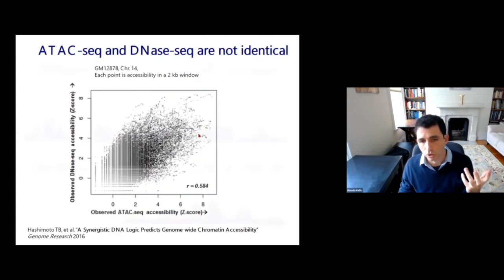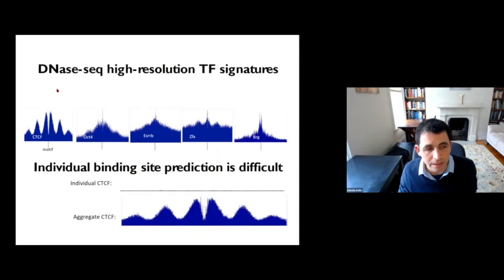And you can also look at DNA accessibility through DNase, which directly cuts DNA. And then that gives you very different cutting profiles associated with different regulators. For example, CTCF shows this pattern here, which is reminiscent of nucleosomes.